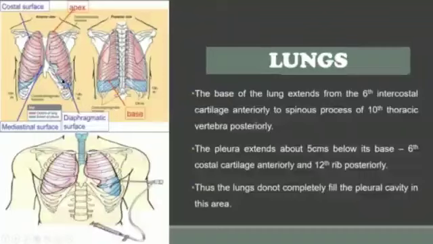So though the lung extends till the sixth intercostal space, the pleura extends below it till the 12th rib. From the 6th to 12th, the pleura extends about 5 centimeters below its base. That is from the 6th intercostal cartilage anteriorly and the 12th rib posteriorly. Till this area, the pleural membrane will extend, which tells us that the lung is not completely covering the pleural space.